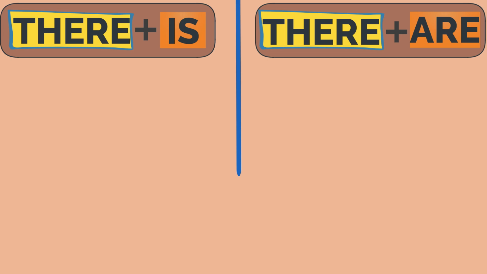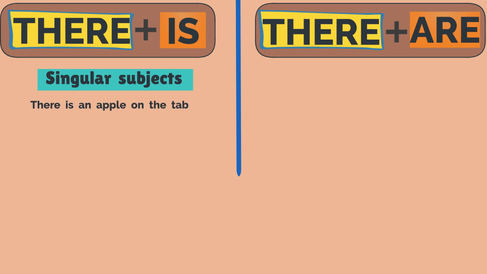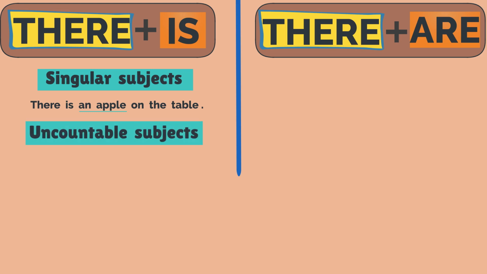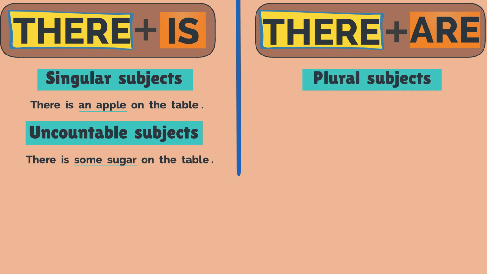We use the form there is and its corresponding forms with countable singular subjects. There is an apple on the table. Uncountable subjects. There is some sugar on the table. We use the form there are and its corresponding forms with countable plural subjects. There are some apples on the table.